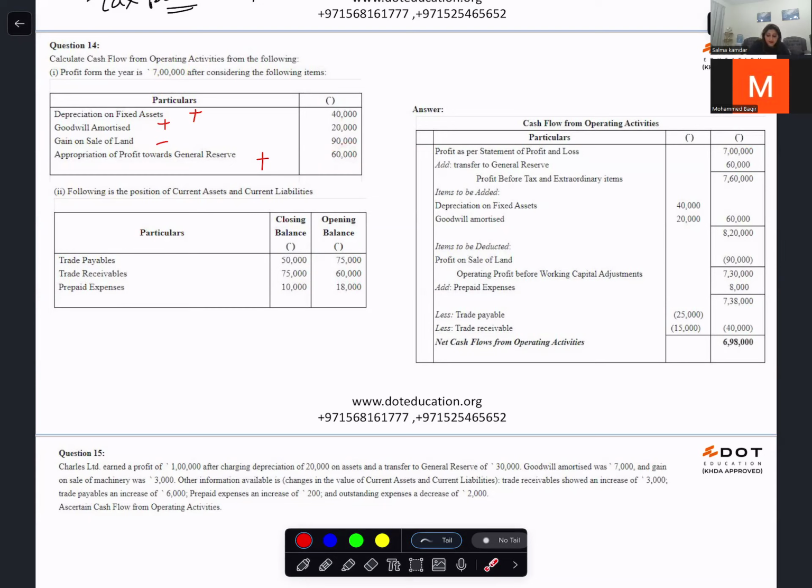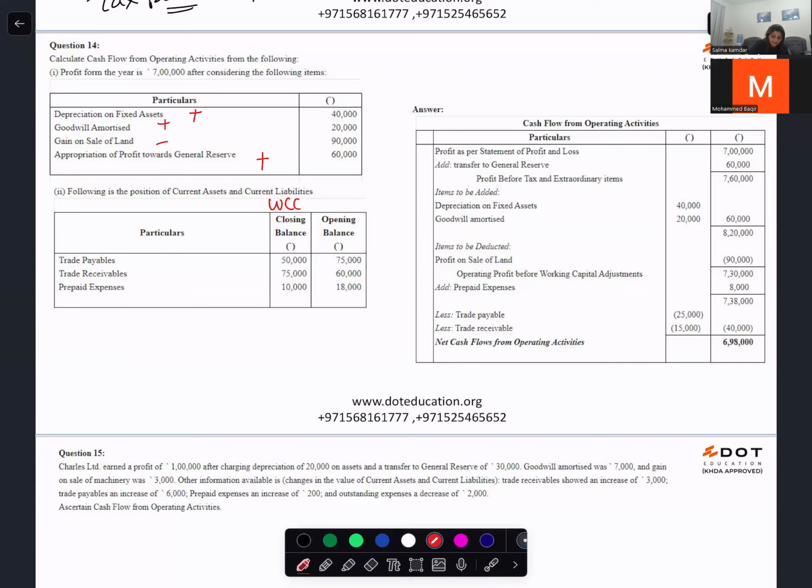Then we will add and subtract the items, which are depreciation on fixed assets and goodwill amortized, which you will add, and profit on sale of asset, which you will subtract. 40,000 and 20,000. So you get operating profit before working capital changes. Now the working capital adjustments.